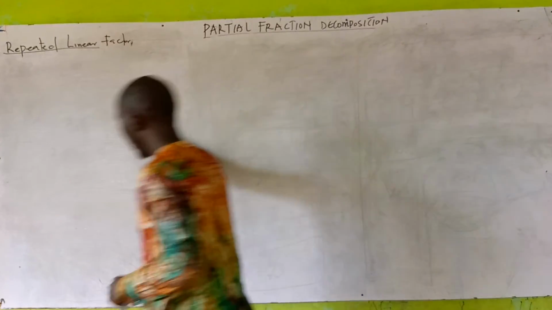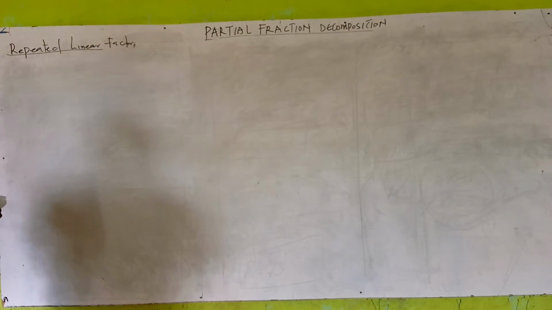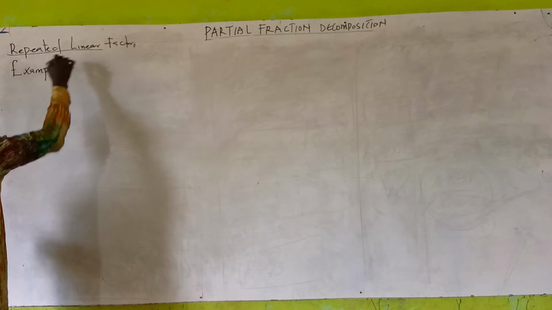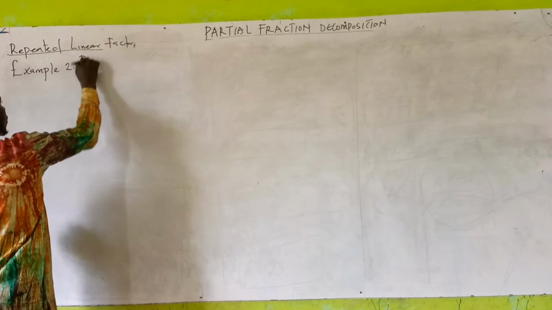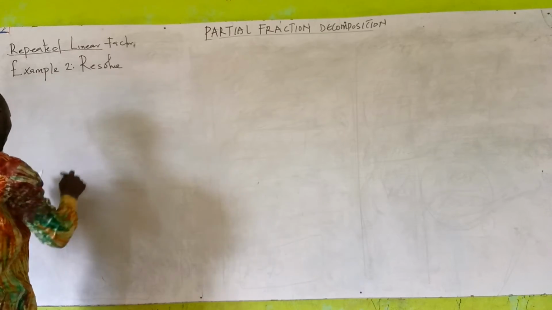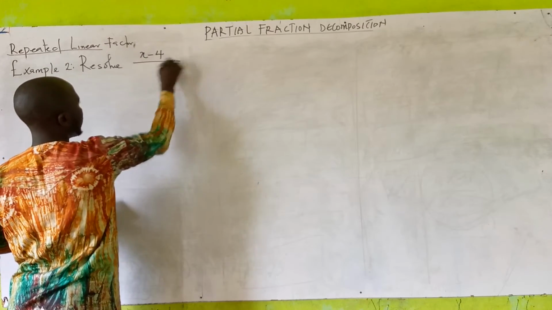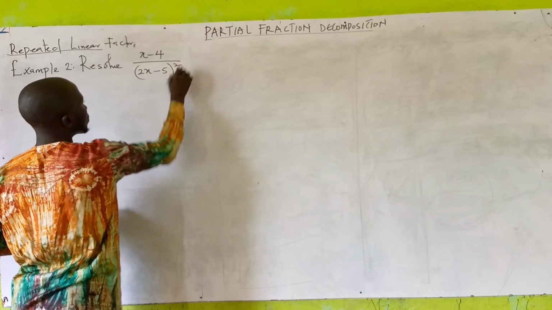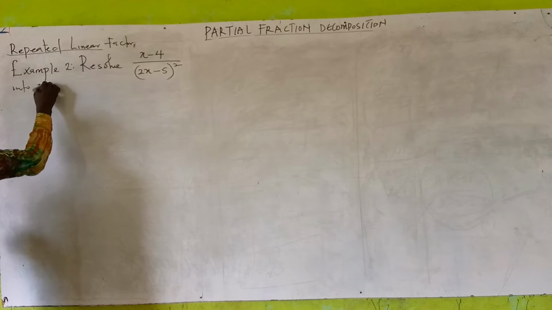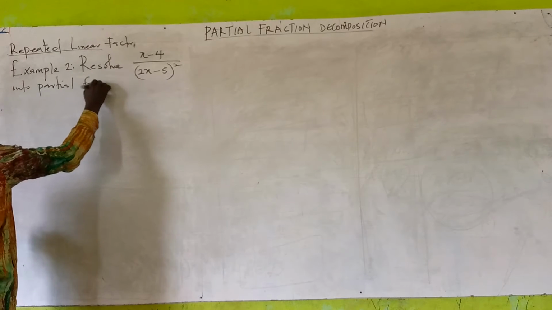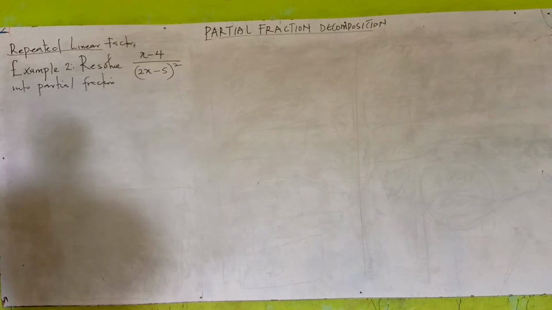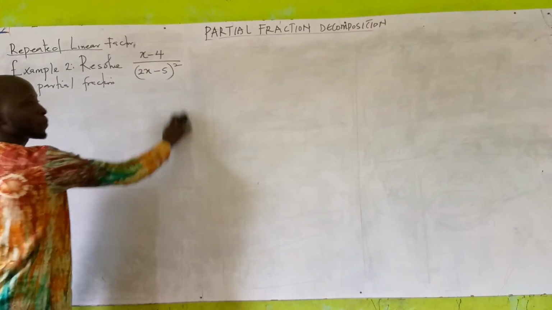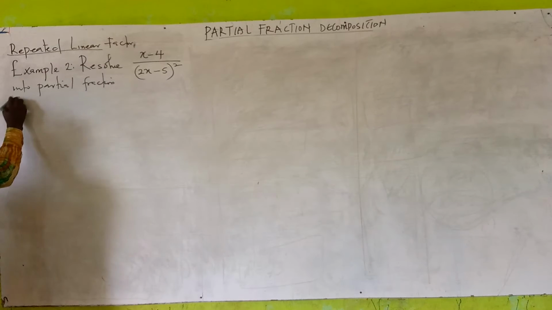All right, example 2. Resolve x minus 4 divided by 2x minus 5 raised to the power 2 into partial fraction. Solution.